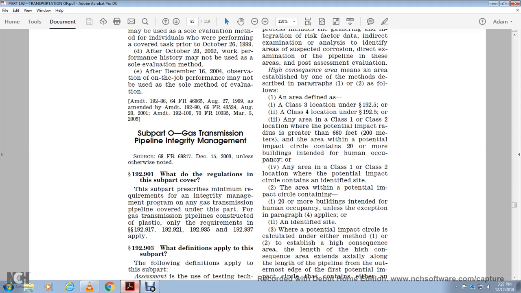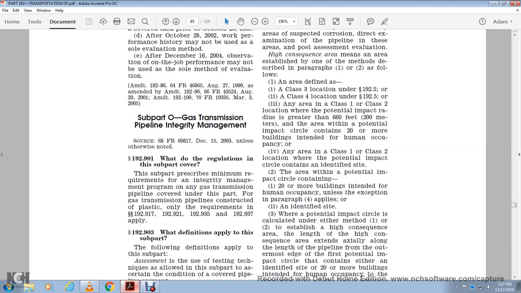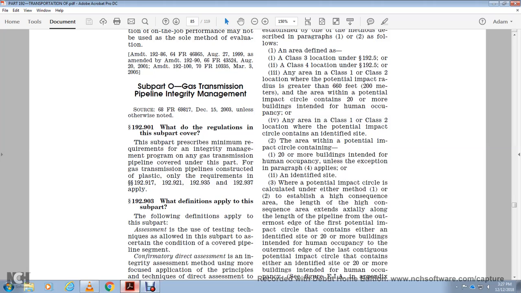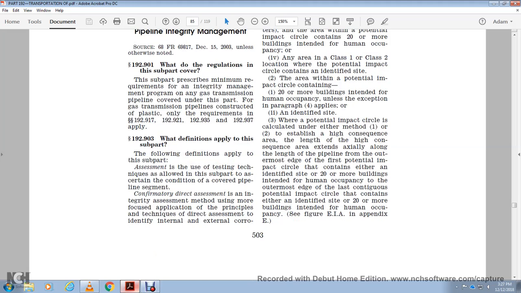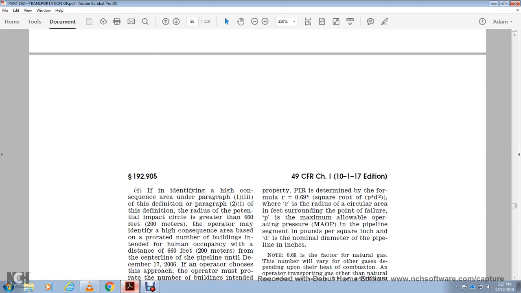The length of the high consequence area is extended axially along the length of the pipeline from the outermost edge of the first potential impact circle that contains either an identified site or 20 or more buildings intended for human occupancy, to the outermost edge of the last continuous potential impact circle that contains either an identified site or 20 or more buildings intended for human occupancy. See Figure E.1 in Appendix E. And identify the high consequence area under paragraphs 1 and 3 of the definition, where the radius of the potential impact circle is greater than 660 feet.